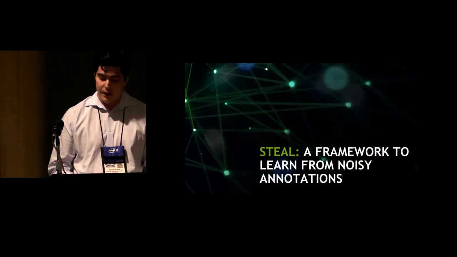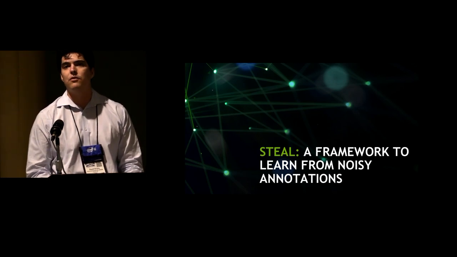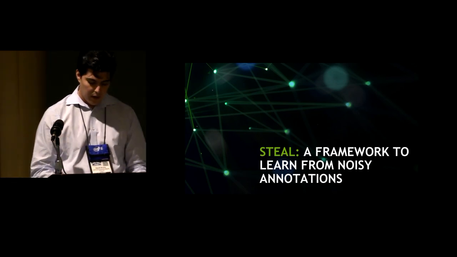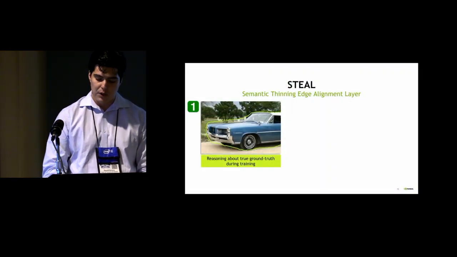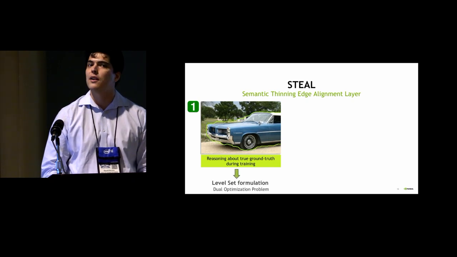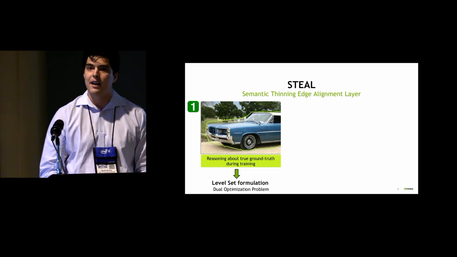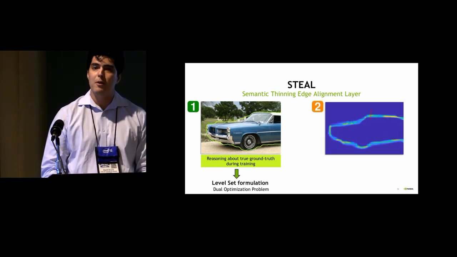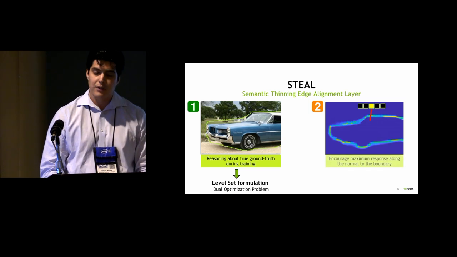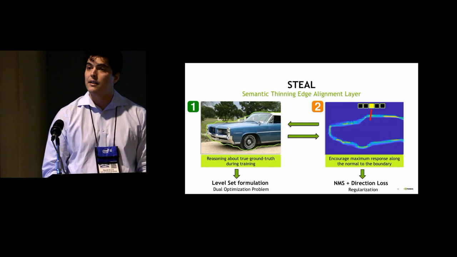In this work, we present STL. STL is a framework to learn semantic boundaries from noisy annotations. Our framework consists of two main components. Firstly, we iterate between learning a boundary network and a refinement stage with a level set formulation. Notice that we are inferring real ground truth from noisy data, and that this is happening during training. Therefore, as shown in the example, the ground truth is evolving. Secondly, we propose a new regularization loss. This enforces a maximal response along the normal direction of the predicted boundary. And during training, these two work together.